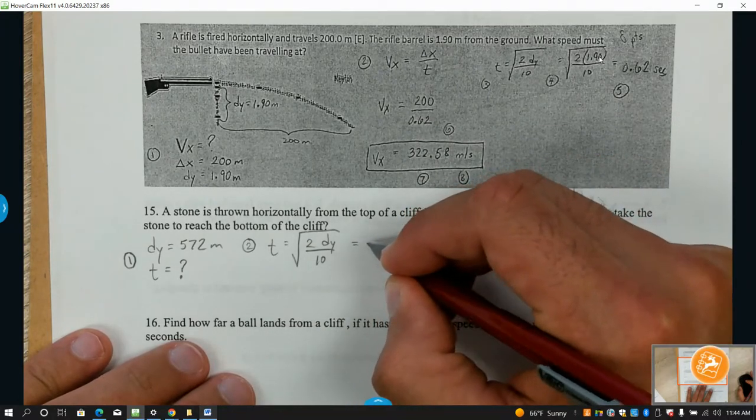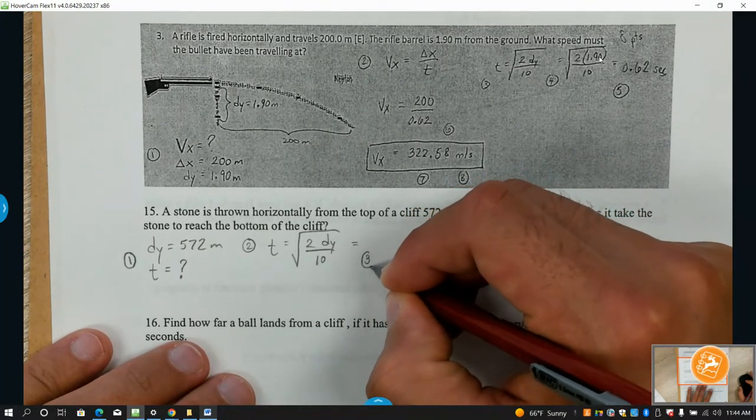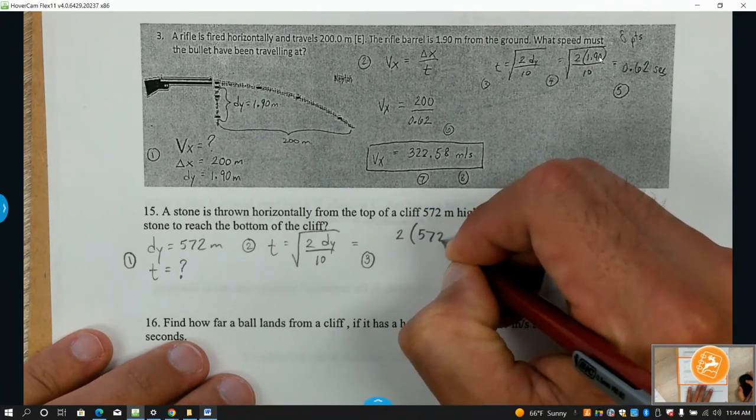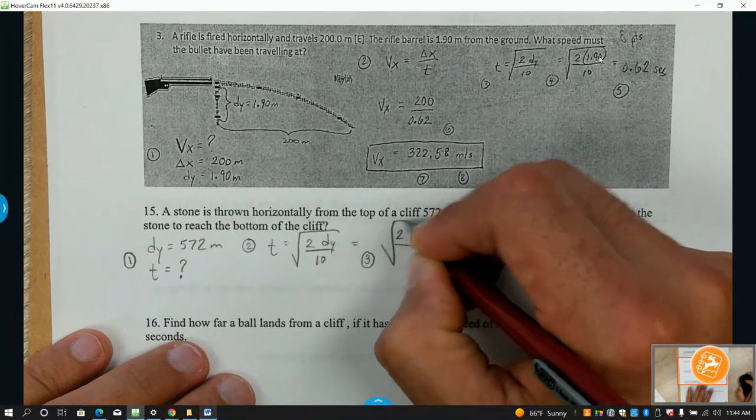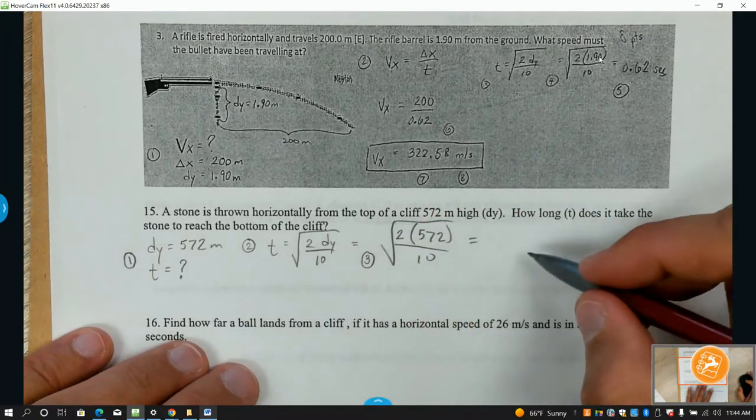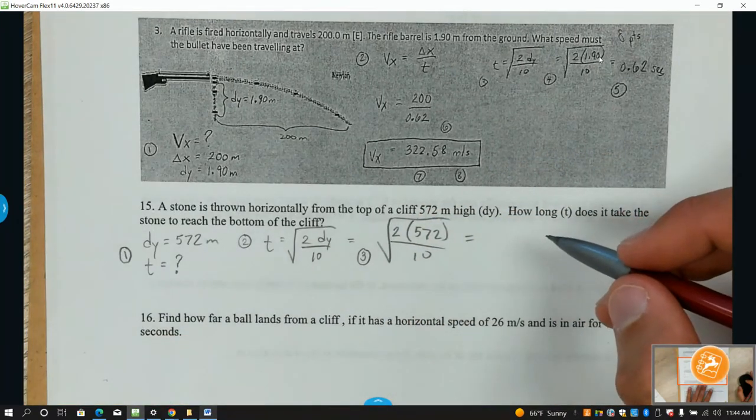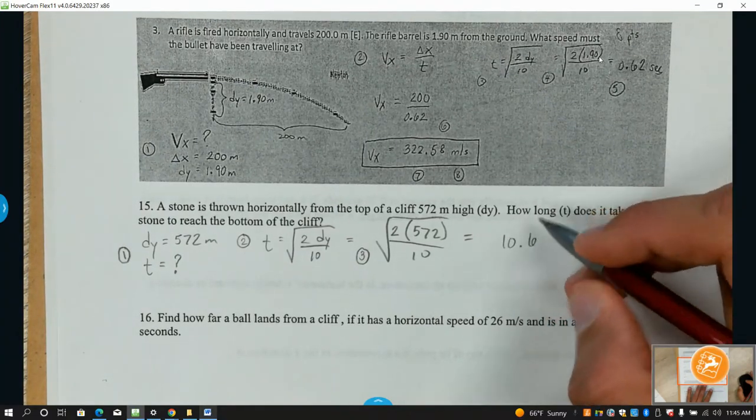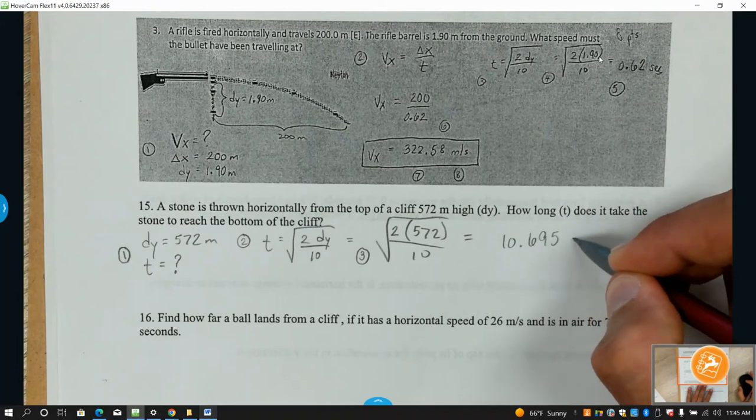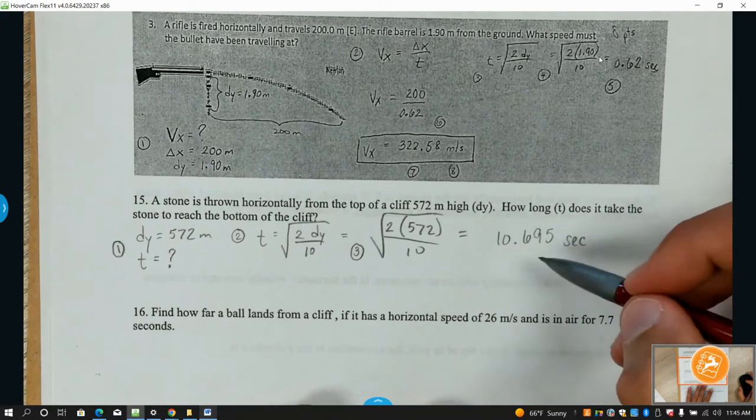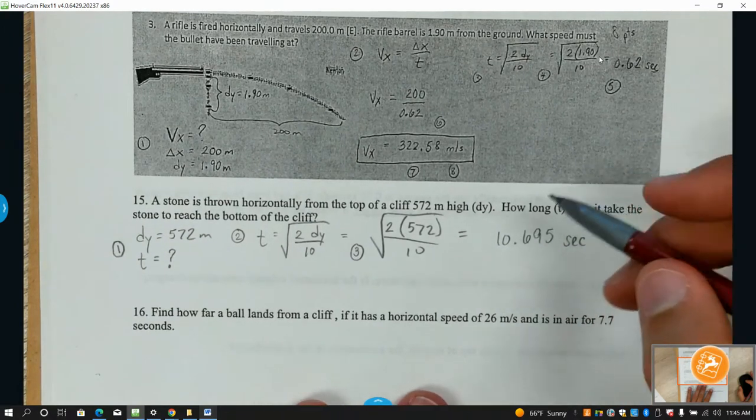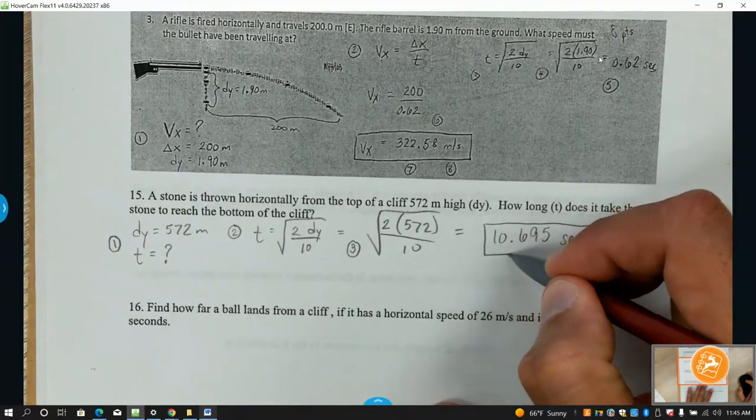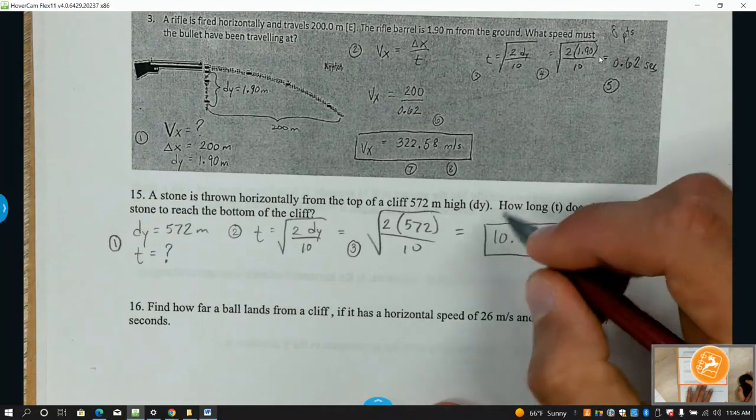That's your second point. Third point, plop in the numbers. Square root of 2 times 572 over 10. And that comes out to be a total of 10.695 seconds. If you rounded it to 2 decimals at 10.7, awesome. Both answers are acceptable. So we have our answer completed and we box it.